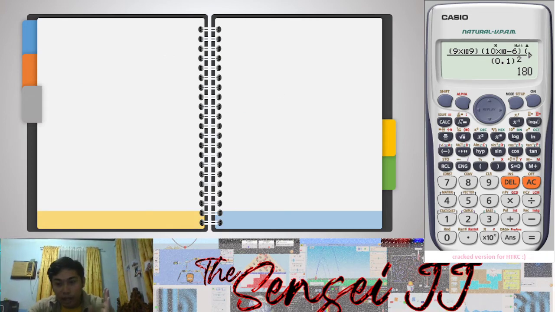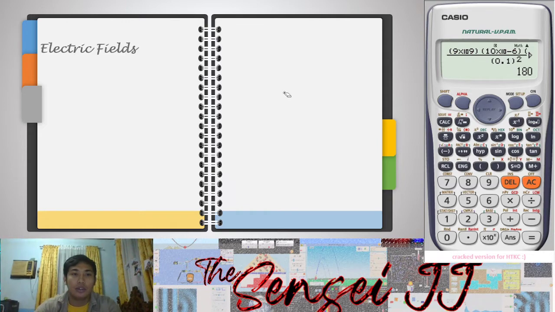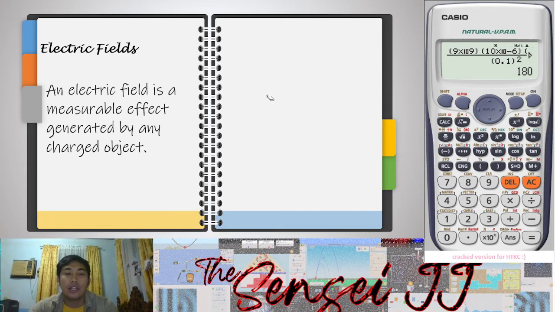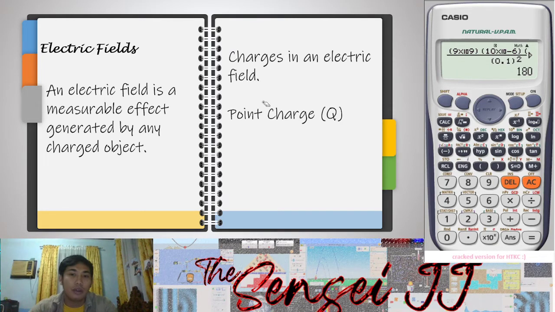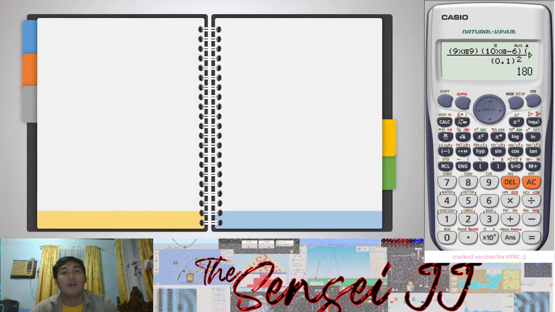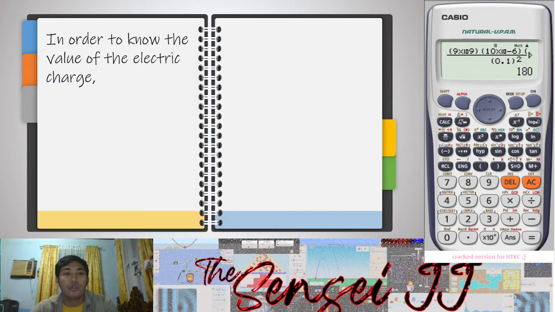Yung direction talaga, that always matters. Okay, so let's have electric fields. An electric field is a measurable effect generated by any charged object. So, charges in an electric field: we have point charge Q, capital Q, and test charge, small letter q. In order to know the value of the electric field, we have E is equal to F all over test charge. So we have a formula, guys.